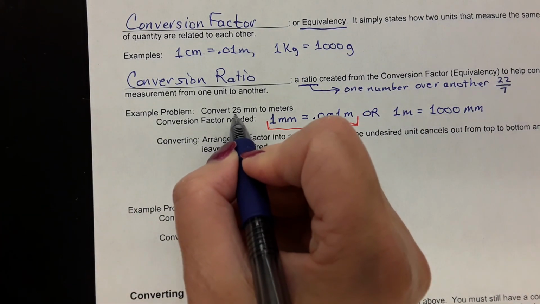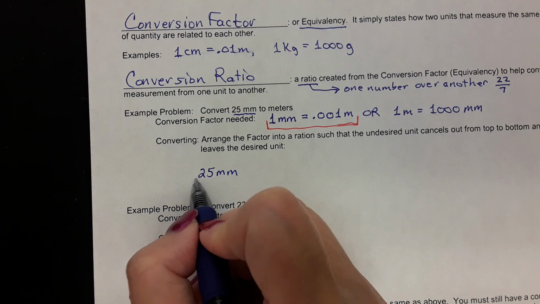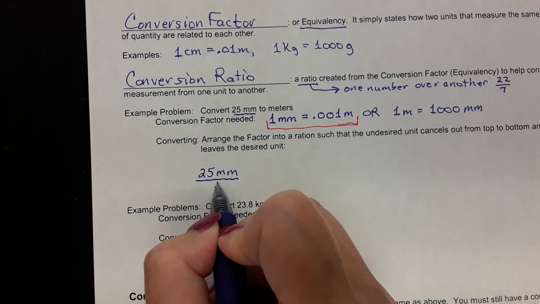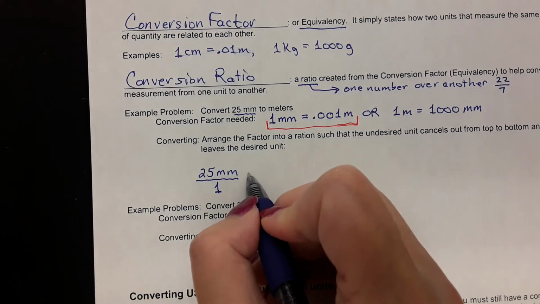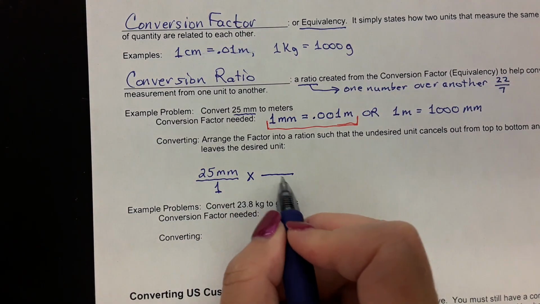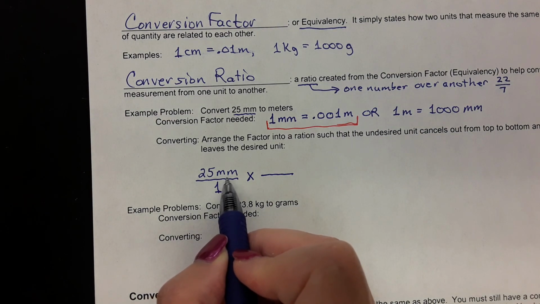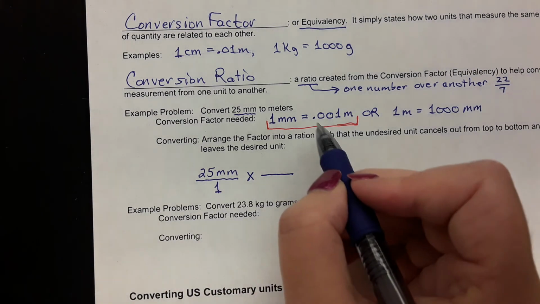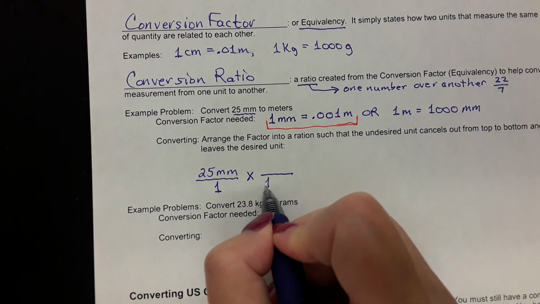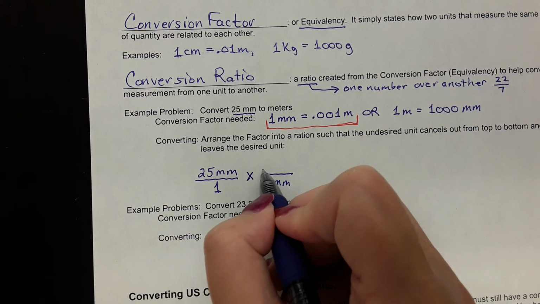All right, so first we take our given measurement, 25 millimeters. Now, remember, anytime you have a whole number, you can make it into a ratio by just putting it over 1, because anything divided by 1 is itself, right? Okay, so now we're going to multiply by a ratio made from this. But we want to cancel out the millimeters. How do you cancel out something in a ratio? Well, it has to be on the bottom to cancel out. Top and bottom, they cancel. So we're going to take the millimeters here and put it on the bottom. And we're going to put the other half of the conversion factor in the top.